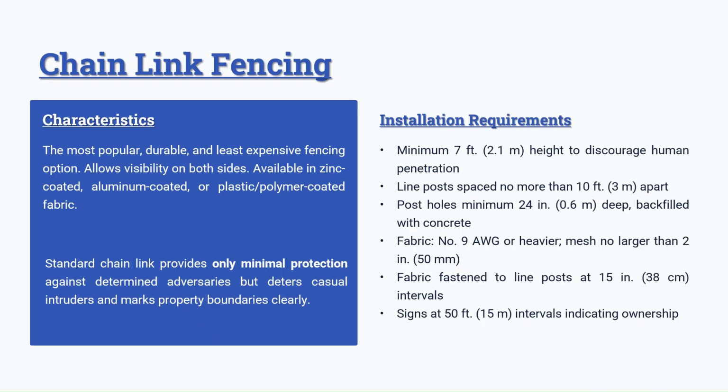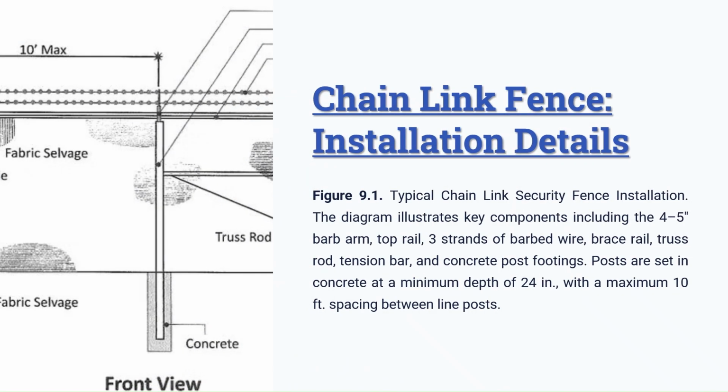While it may not be the strongest barrier, when combined with other measures like surveillance and access control, it becomes an effective part of a layered security system. In physical security, no single element works alone. Strength lies in integration. Understanding installation details is critical to evaluating the effectiveness of chain link fencing.